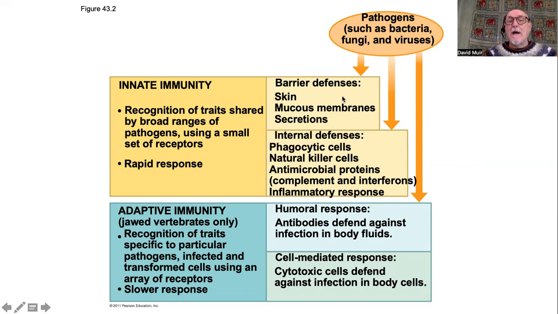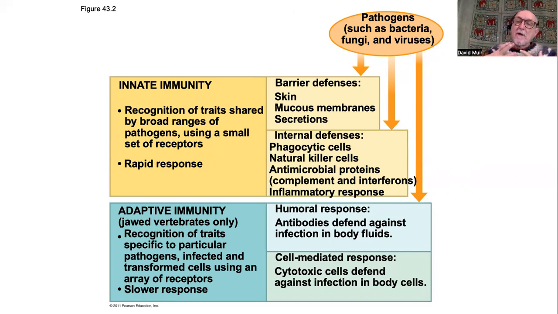We regard our barrier defenses. I told you about the skin, about our mucous membranes, and about all of the secretions that they produce. Mucus containing things like lysozyme, which breaks down gram-positive bacteria. All of these things are barrier defenses, and they are part of the innate immune system. And they are extremely effective. They prevent most pathogens from making their way into that sacred inner space of the body.